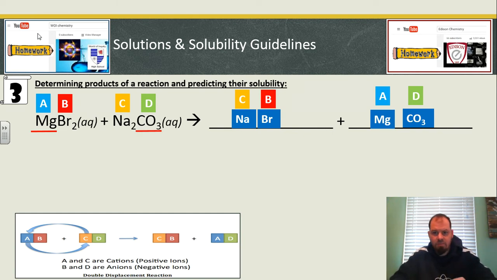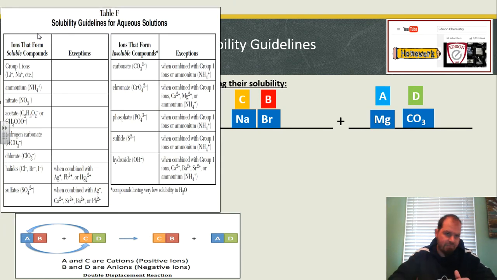Now that I've done my double replacement, I need to look at both products and see if any of them become insoluble. Table F. Okay, so I'm going to find Br. I see Br is under halides, and all halides are soluble except for with Ag, Pb, and Hg. And Na is neither of those. So Br is going to be soluble. Anything with Br, because it's not Ag, Pb, or Hg. Or you could say Na is a group 1 ion, so this whole thing is soluble, period. You can go like that too. I'm okay with that. I just start with the negatives.